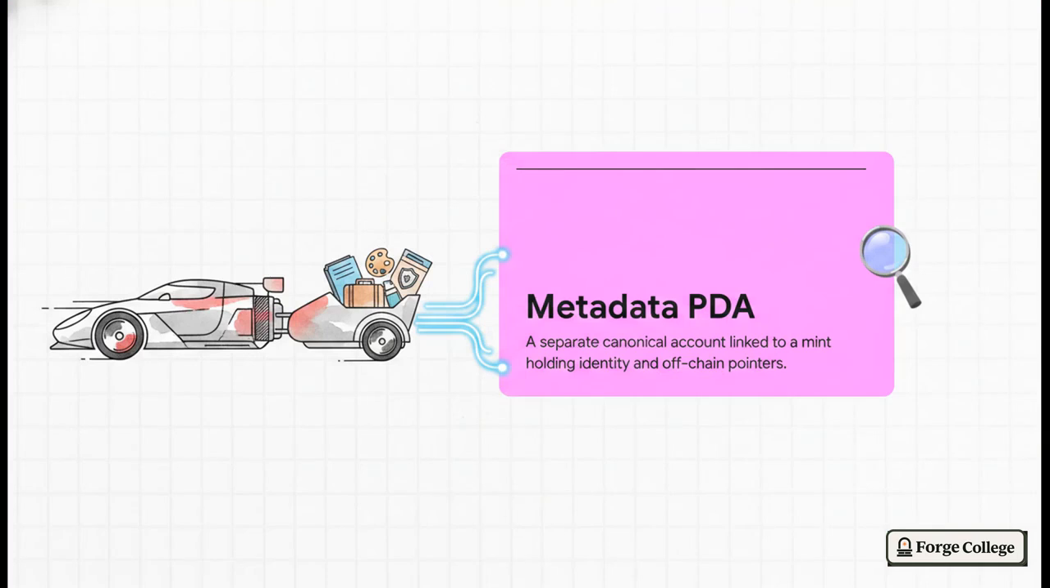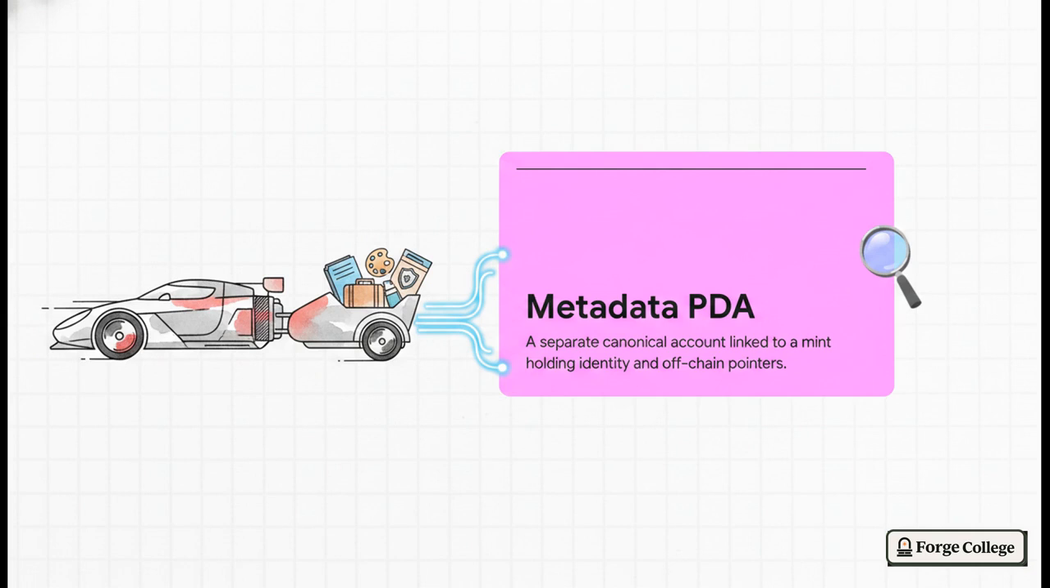So how do we physically attach this identity plate to our token's engine on Solana? Well, if you're coming over from the Ethereum EVM world, you're probably used to just stuffing the token URI right inside the smart contract state. But Solana does things a bit differently to keep everything incredibly fast and cheap.